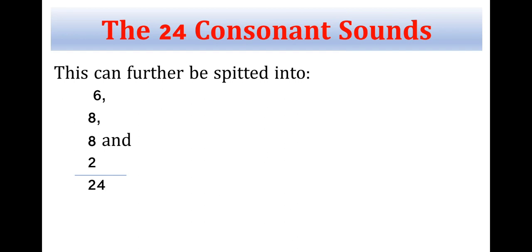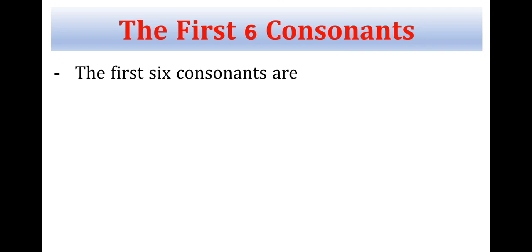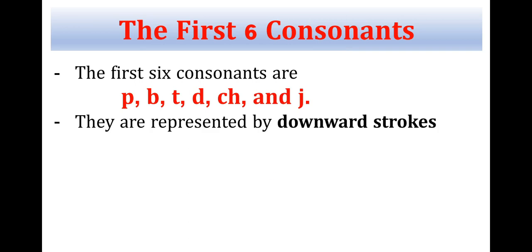So we will be taking these consonants accordingly, starting with the first 6 consonants. Most of these consonants are paired based on the closeness in their pronunciation, and by the time we get there, you will understand what I mean better. The first 6 consonants are P, B, T, D, Ch, and J, and they are represented by downward strokes.